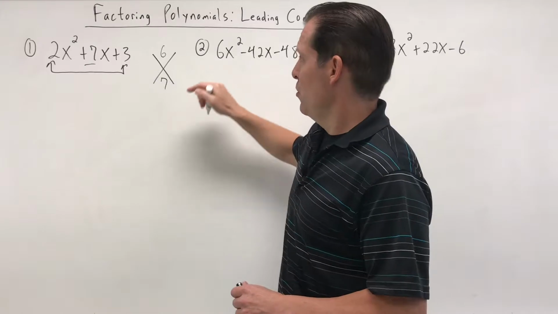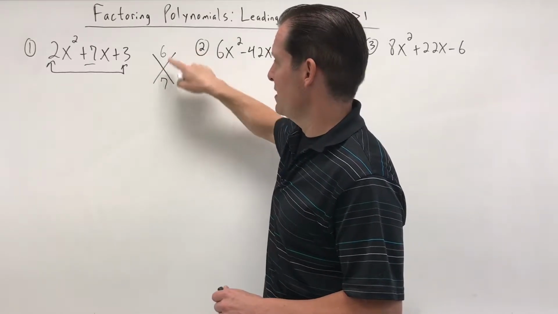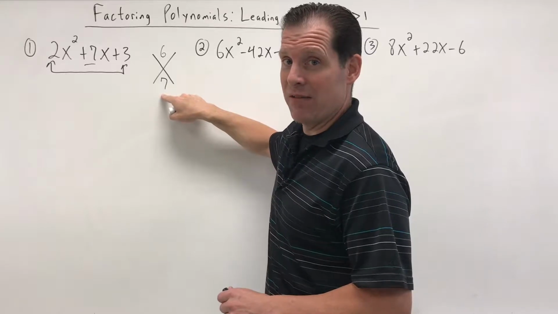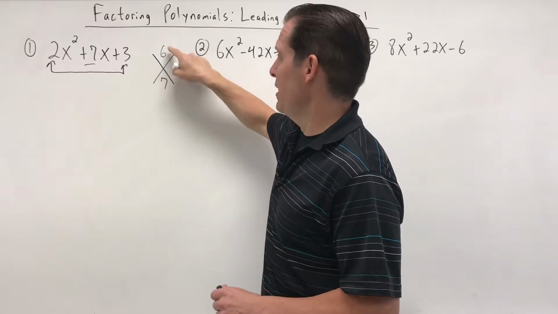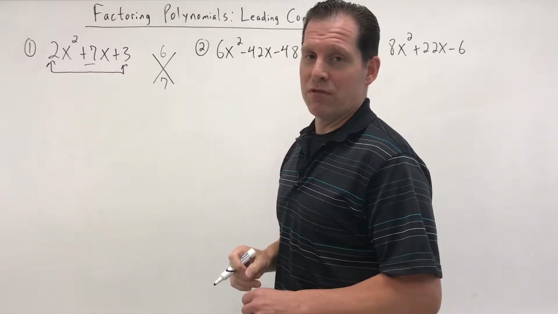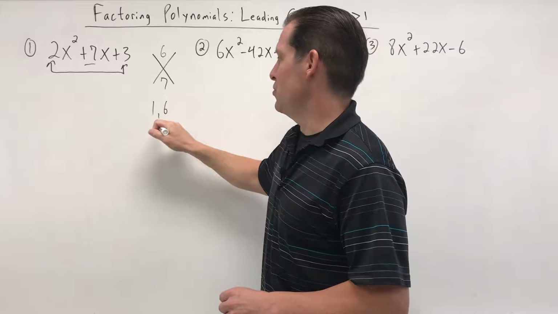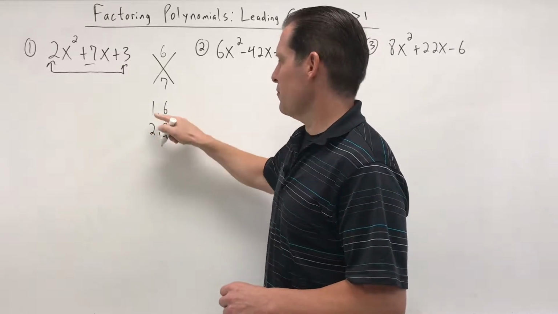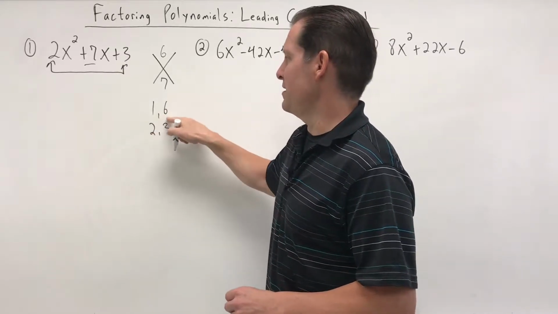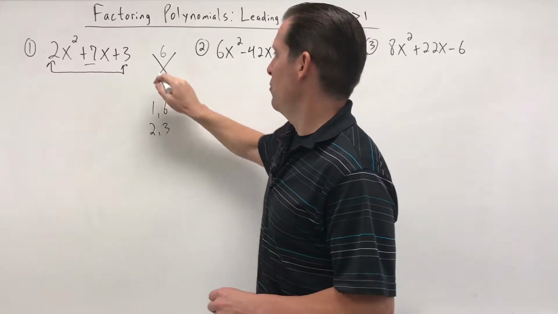So in other words, we want two factors that multiply to get a positive 6, and when we add them, we want to get a 7. So again, multiply to get a 6, add to get a 7. Well, we don't have many options for 6 in terms of factors. You have 1 and 6, and 2 and 3. But of course, if you were to add these together, 1 and 6 is the only pair that is going to give you a 7.